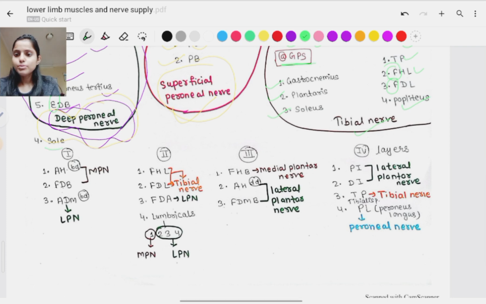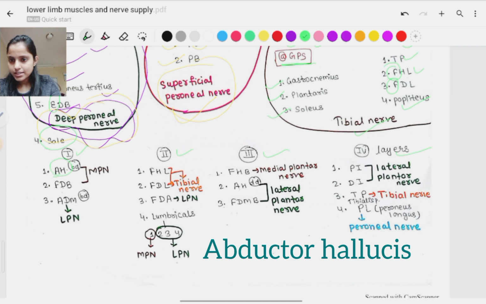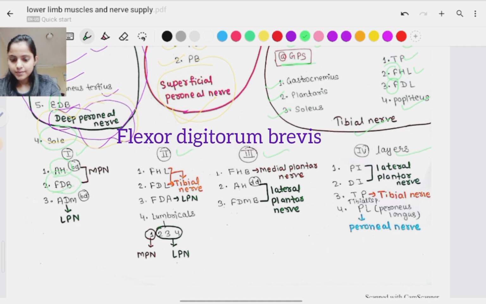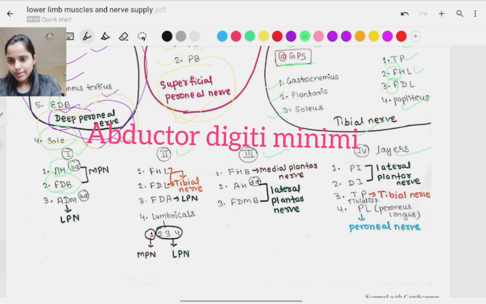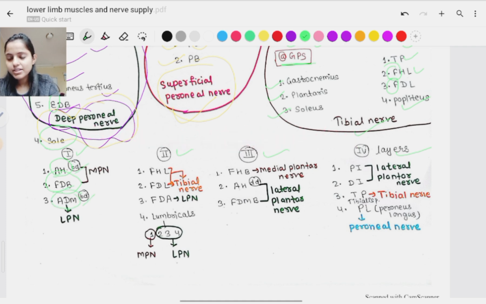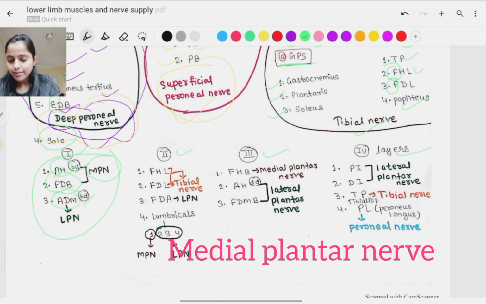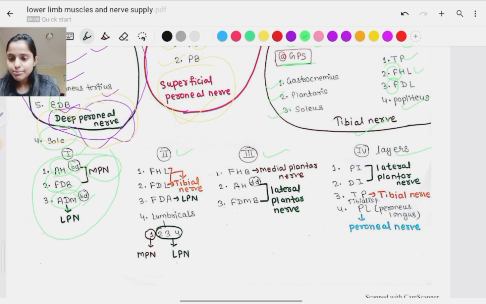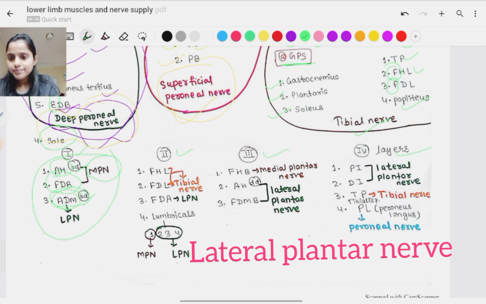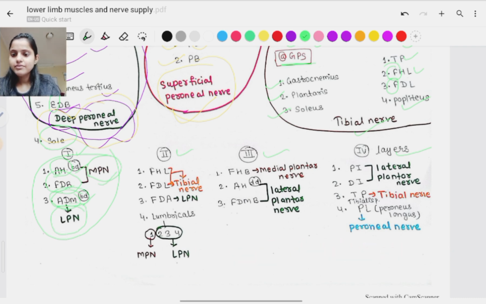The sole muscles are in four layers: first layer, second layer, third layer, and the fourth layer. In the first layer, we have three muscles: abductor hallucis, flexor digitorum brevis, and abductor digiti minimi. Only abductors and the flexors are in the first layer of the sole. Abductor hallucis and flexor digitorum brevis are supplied by the medial plantar nerve, but abductor digiti minimi is supplied by the lateral plantar nerve.